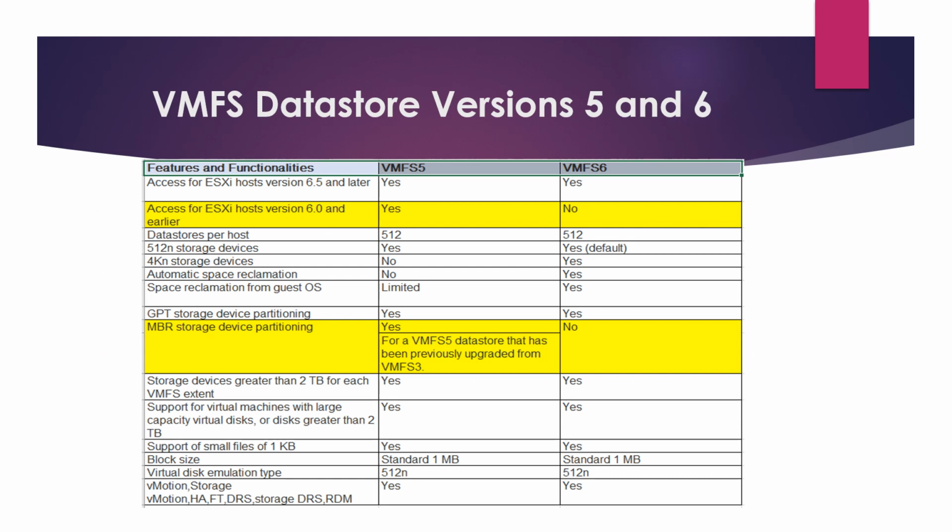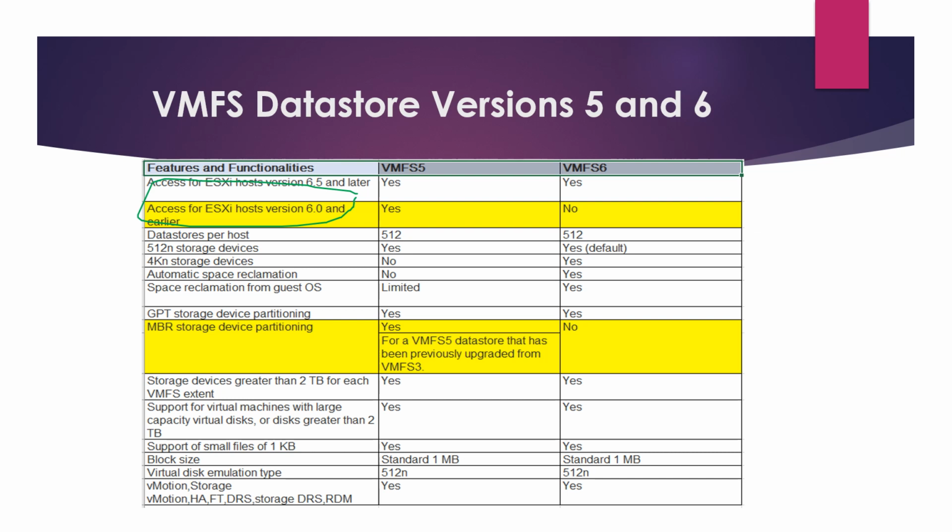Given below are the features and key differences between VMFS version 5 and 6. We can see the key difference here is in this area: access for ESXi host version 6 and earlier. VMFS 5 supports earlier versions of ESXi host, whereas VMFS 6 doesn't. And in the case of supporting MBR storage device partitioning, VMFS 6 will not support it, but VMFS 5 will support it.